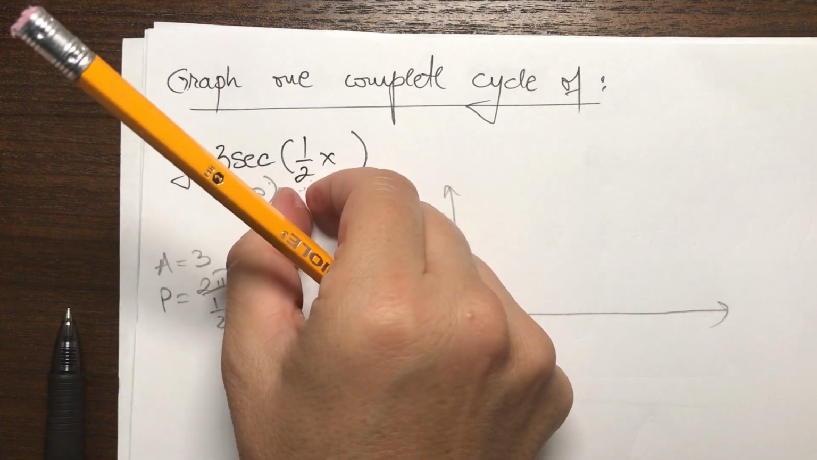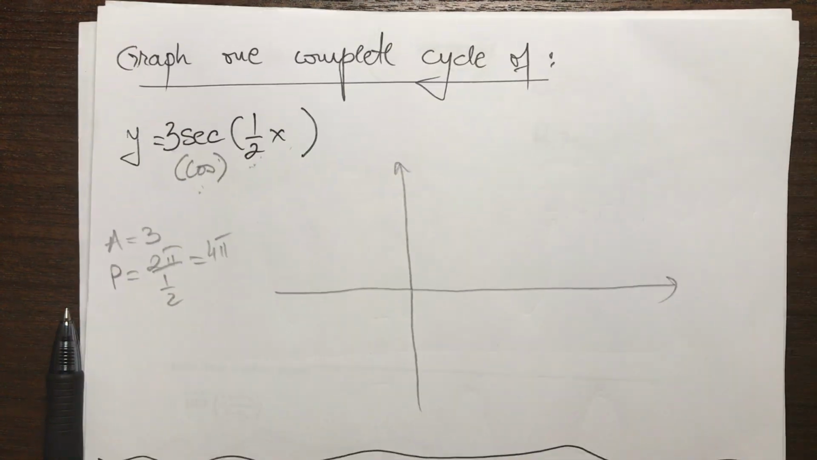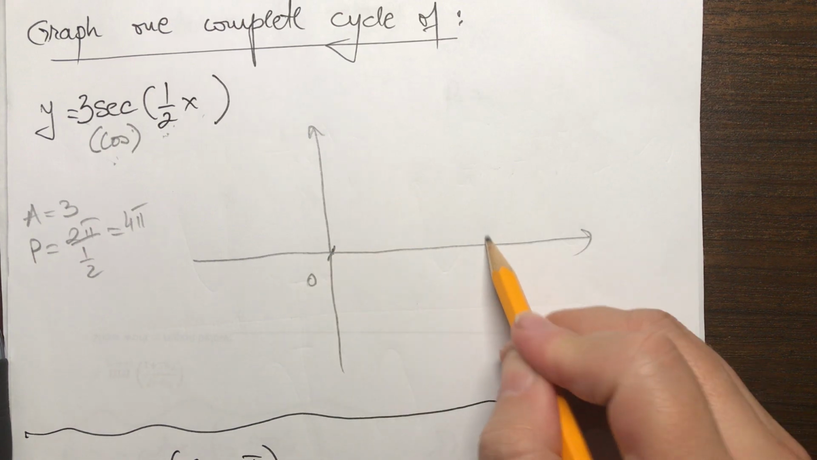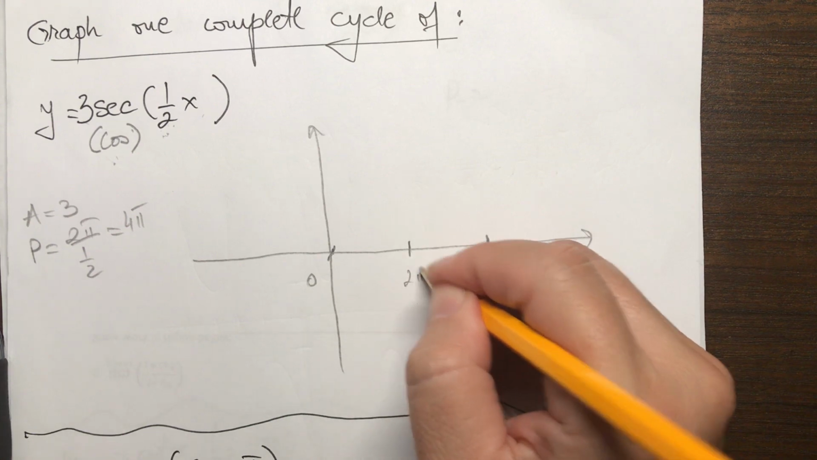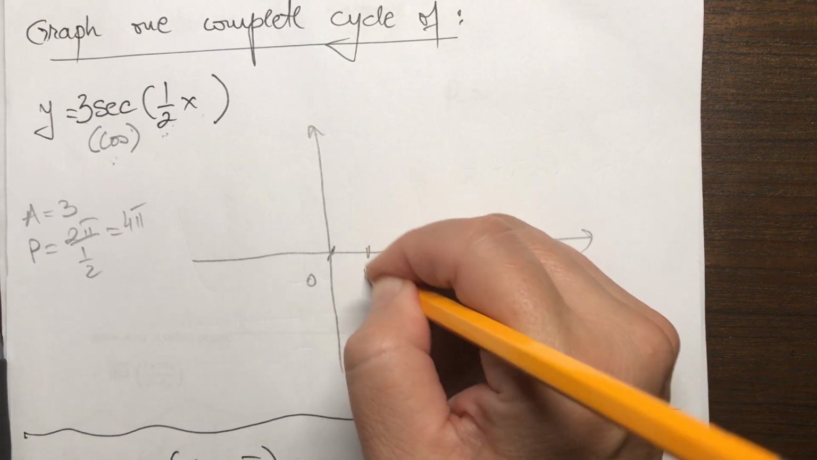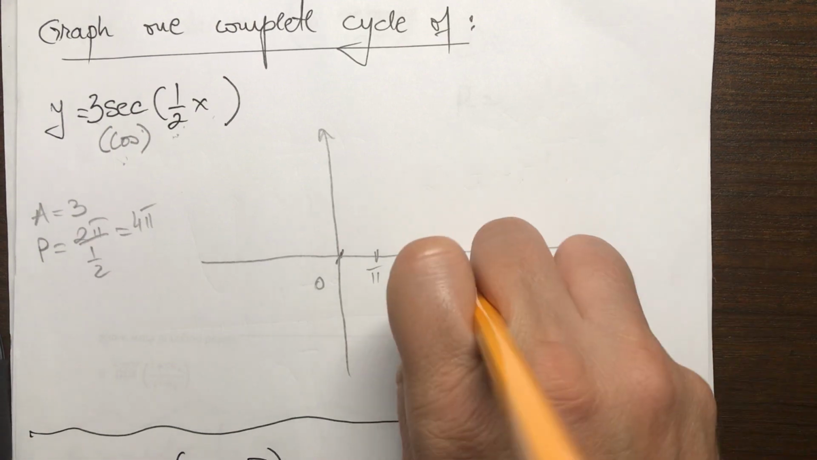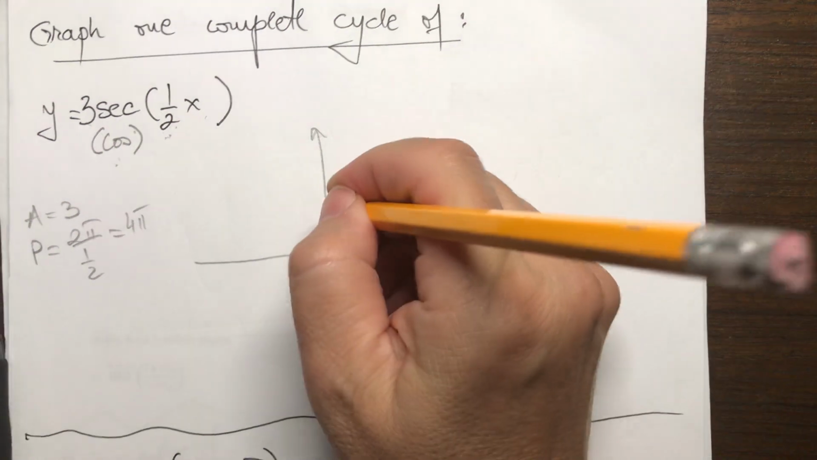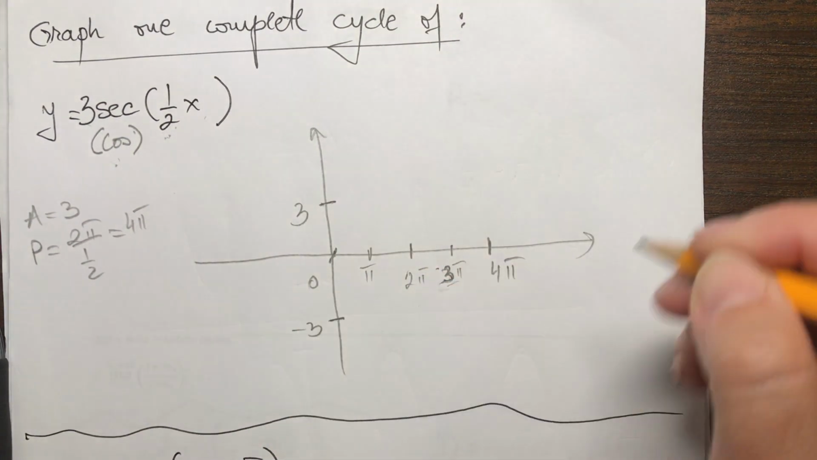Remember that with this 1/2 times x, you multiply all the x values by 2. So in fact, your period will be from 0 to 4 pi. Halfway through is 2 pi. Halfway through that is pi. So remember, you still cut it into 4 equal parts. Just 3 pi. What is the amplitude? 3. So instead of writing 1, we're just going to write 3.